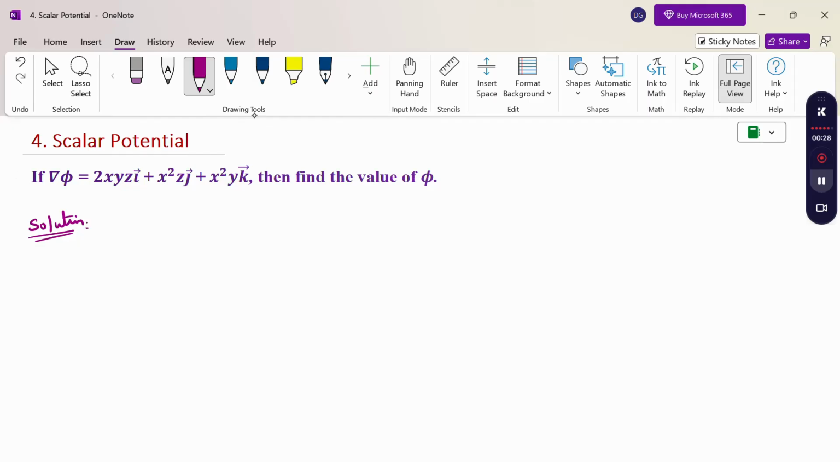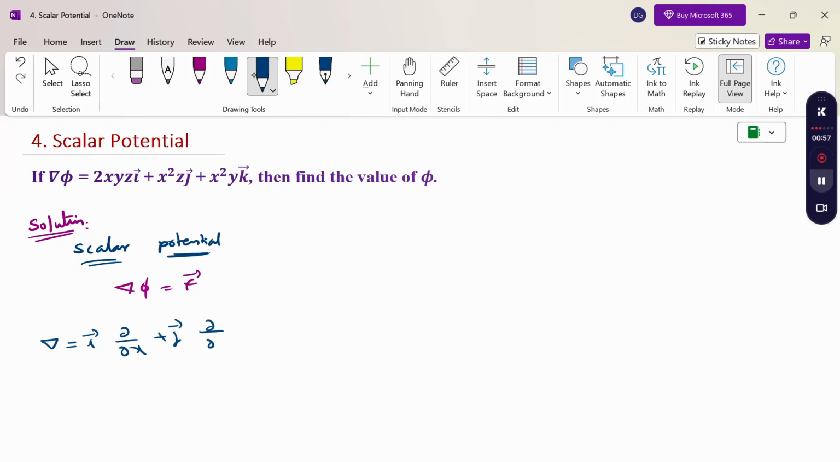The scalar potential is of the form del pi equals f vector. So what is del? Del is a vector differential operator. It is i vector dou by dou x, j vector dou by dou y, k vector dou by dou z. And let the right hand side value of the given problem be considered as f vector.